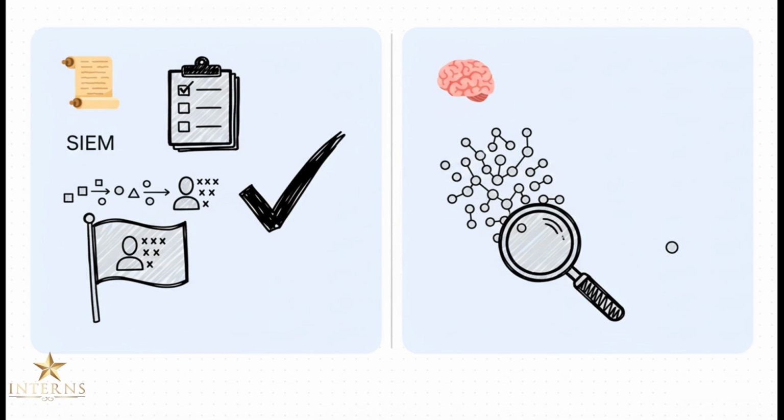But on the other hand, we have machine learning, or ML. This is the pattern learner. Now this is a totally different ballgame. ML doesn't rely on rules we write. Instead, it learns what normal looks like on your network, and then it flags anything that deviates from that baseline. You know, the statistical weirdness that could signal a brand new, never-before-seen attack.